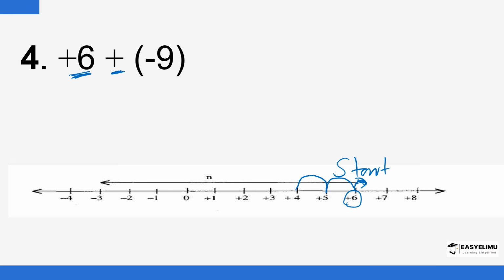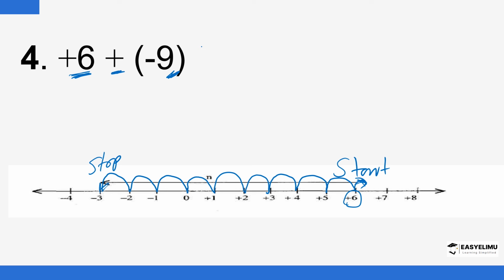So 1, 2, 3, 4, 5, 6, 7, 8, 9 steps, then you stop. So we started at positive 6. We are supposed to move to the right, but the negative sign reversed that direction, so we are moving to the left. How many steps? 9. So the second number will always give us the number of steps you're supposed to move in either of the directions, whether to the positive side or to the negative side, depending on the signs that you have.